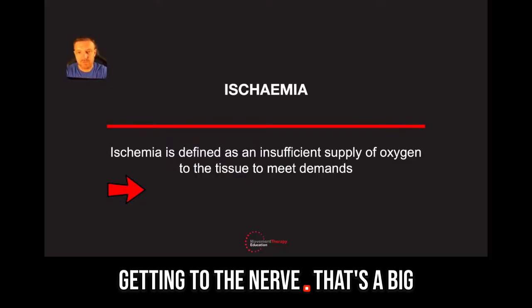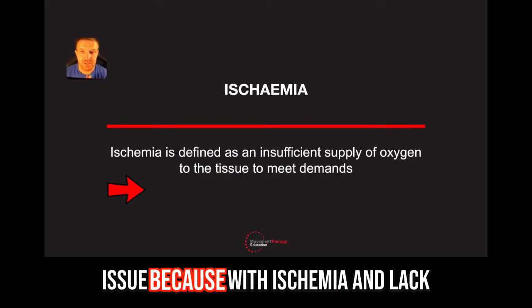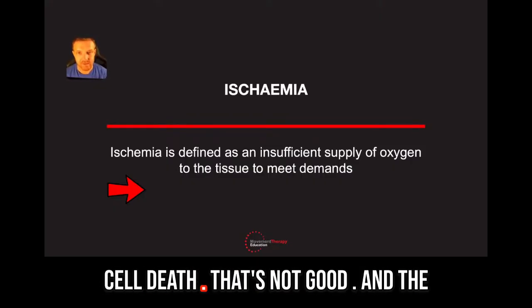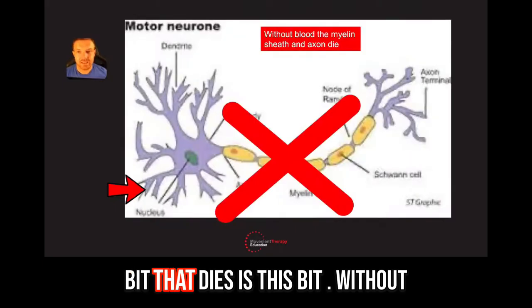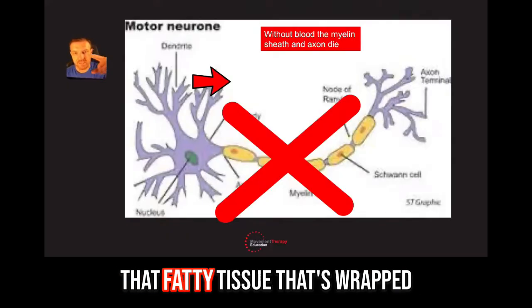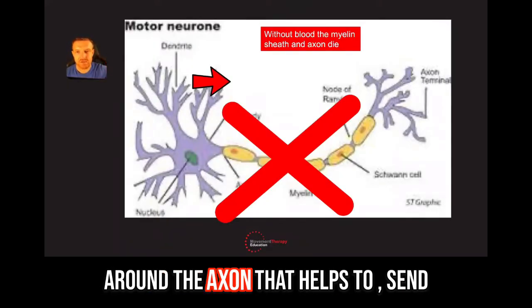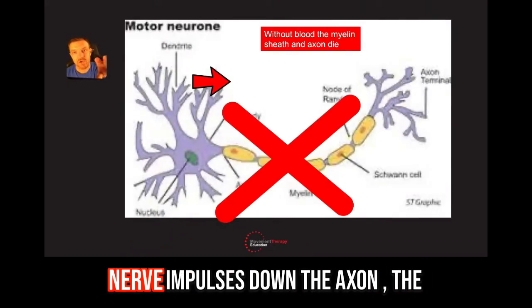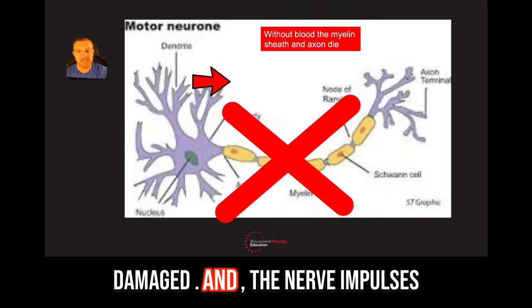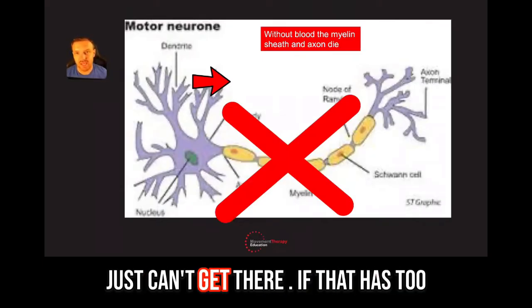That's a big issue, because with ischemia and lack of blood, you get necrosis, which is cell death. That's not good. And the bit that dies is this bit. Without blood, the myelin sheath, which is that fatty tissue that's wrapped around the axon that helps to send nerve impulses down the axon, the myelin sheath starts to get damaged, and the nerve impulses just can't get there.